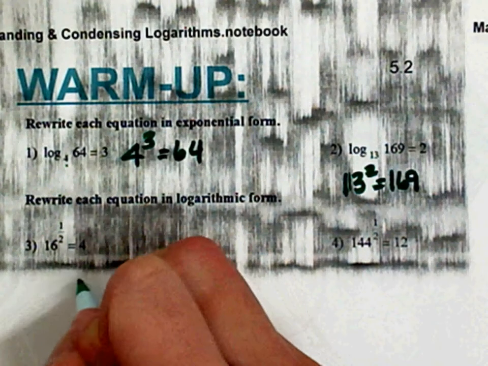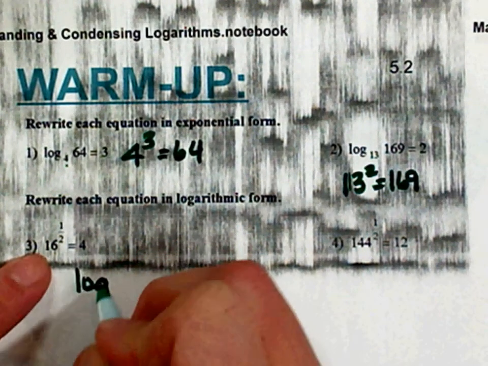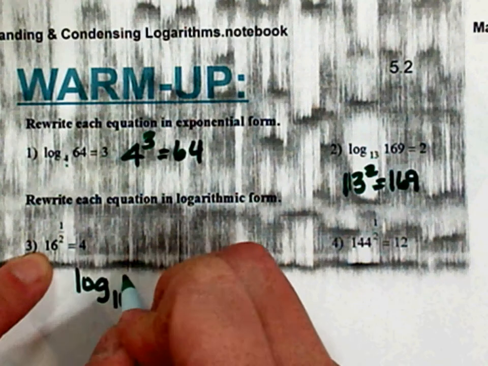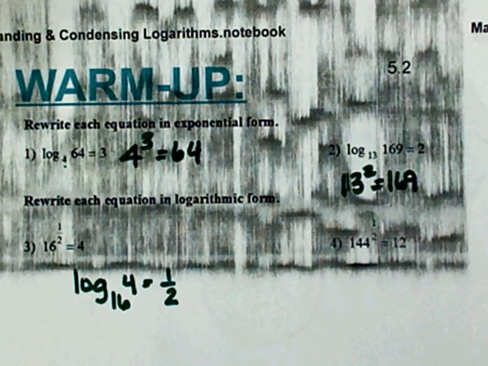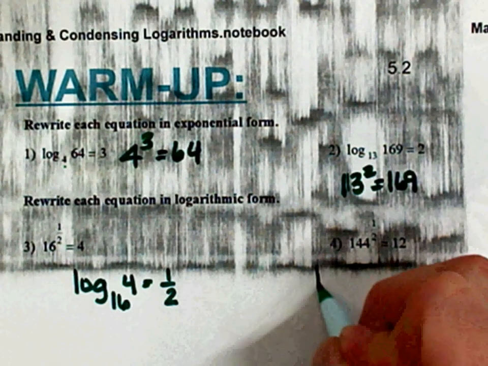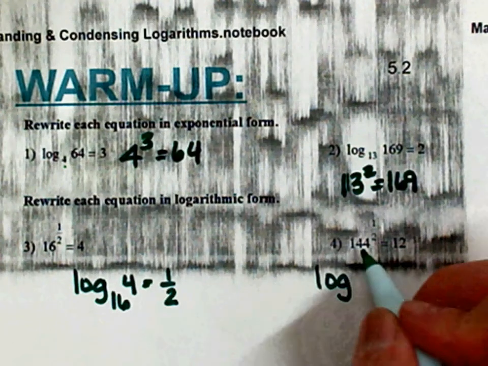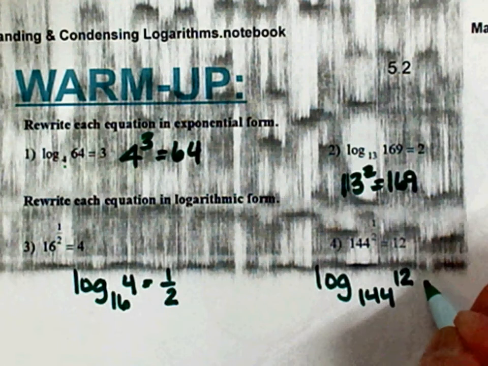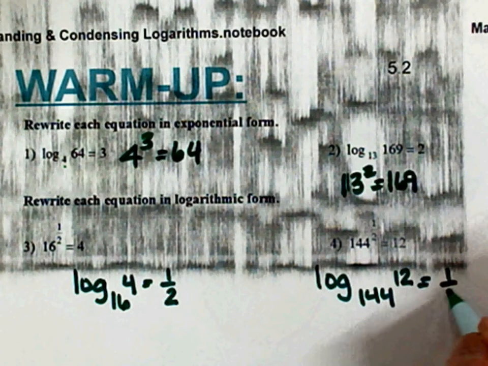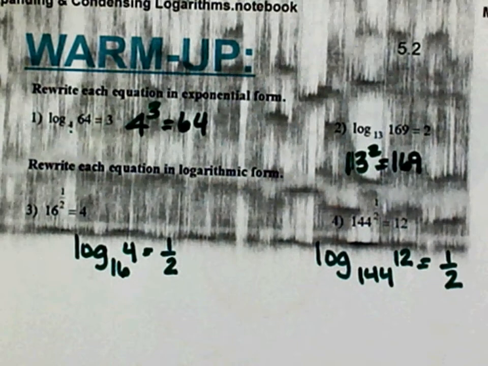So I'm going to write log. My base is 16. My y is 4 equals 1/2. Okay? We're starting to head into the solving part. I'm going to write the word log. My base is 144 of 12 is equal to 1/2. See how you just rewrote it? That is from 5.1.